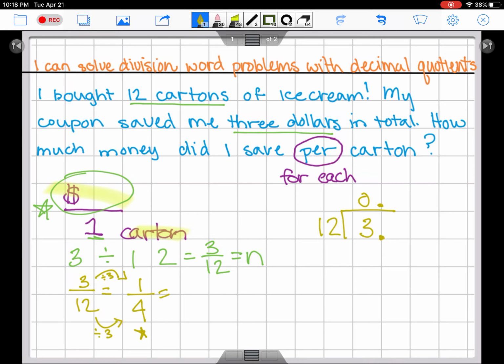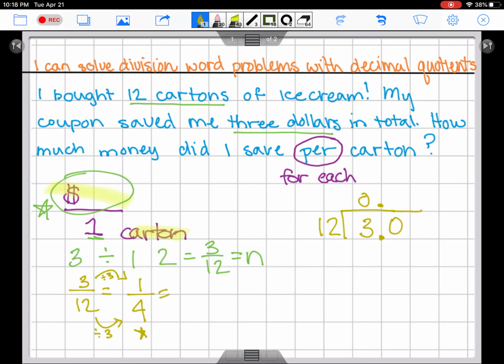But we can make an equivalent decimal. As soon as I place my decimal in my dividend, I'm going to place it in my quotient as well. It always goes in the same spot. My equivalent decimal here is going to be 3.0, the same thing as 3. Now I can say, how many times can 12 fit into 30?